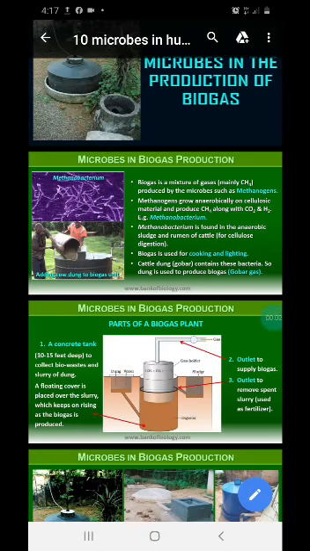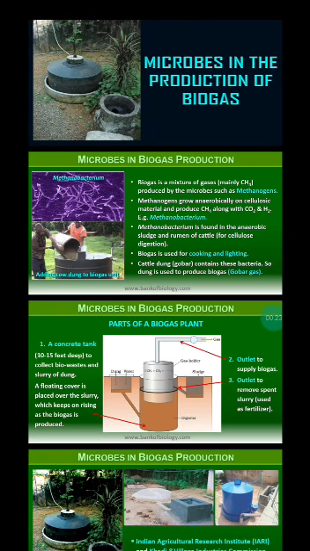Now next is microbes in the production of biogas. Now what is biogas, children? Biogas is a mixture of gases. Mainly it contains carbon dioxide, methane, hydrogen sulfide, etc. They are produced mainly by an anaerobic bacterium called methanogens.